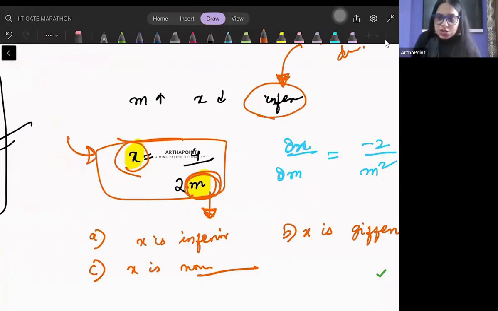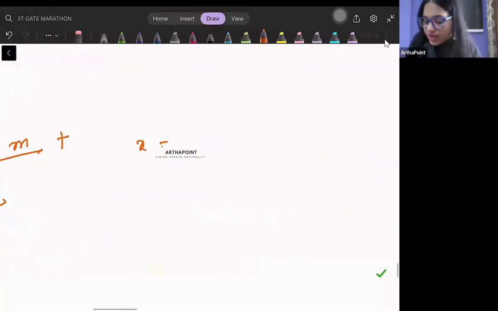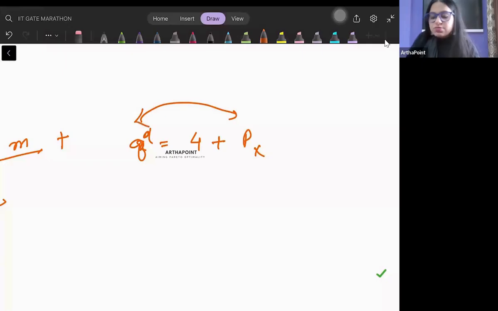But if the reverse is true, if you tell me that the demand of X is given such that the quantity demanded is equal to 4 plus PX, then I know that there is a direct relationship between price and quantity. This is a Giffen good. And from here, since all Giffen goods are inferior, I can say that this is also inferior.